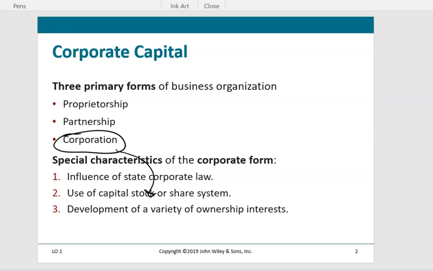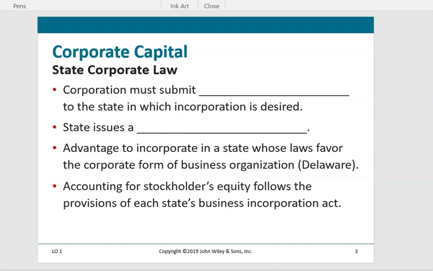Some other factors we want to know is that corporations are influenced by state corporate law, and there can be a variety of ownership interests. Typically, we talk about common stock, but there are other types of ownership interests. Let's write down a few definitions.